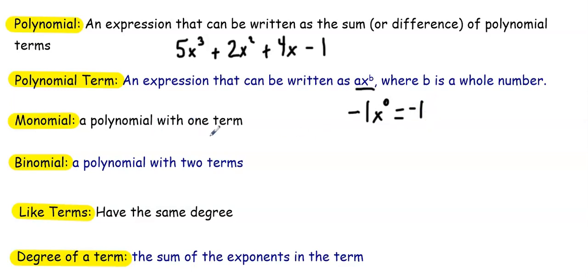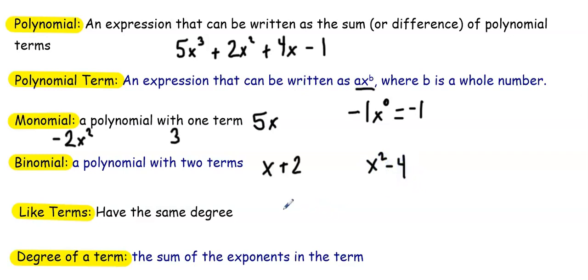So a monomial is a polynomial with one term, such as 5x or 3 or -2x squared. A binomial is a polynomial with two terms. For example, x plus 2, but binomials could also be x squared minus 4, or any polynomial that has two terms.